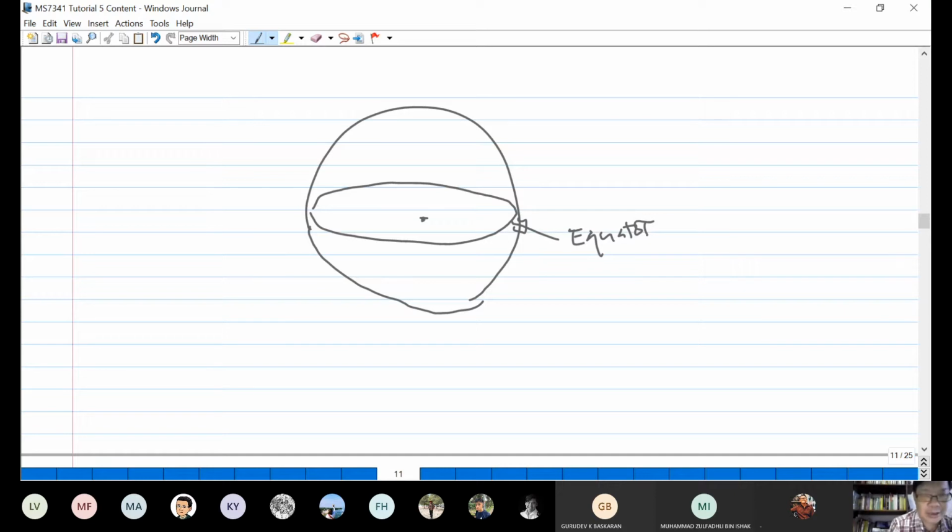Okay, what is the latitude of A? Latitude A is somewhere here. Let's say this is the meridian here. This is actually the 60° west. Okay, this line, 60° west. And then this one is the point A here. The point A is here.